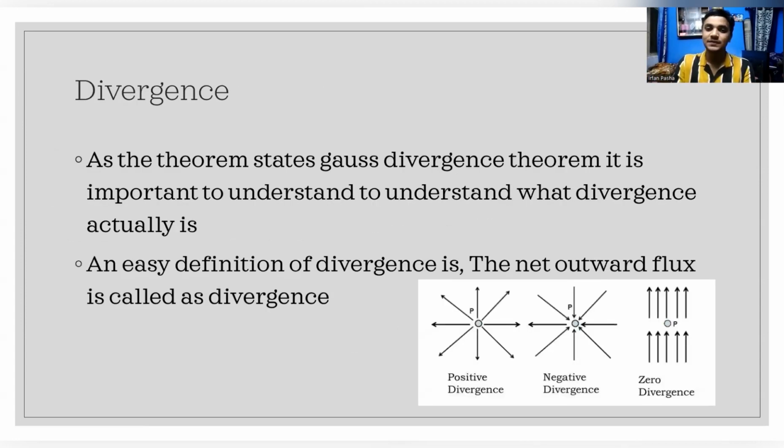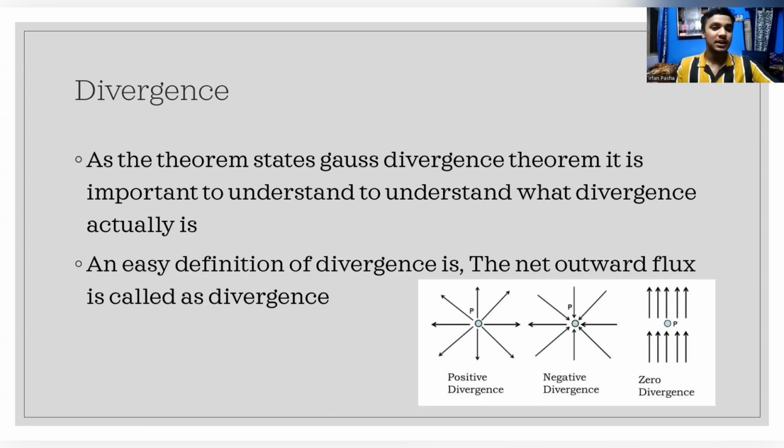As we are doing Gauss divergence theorem, it is very important for us to understand what divergence is. So what do we actually mean by divergence? As the theorem states, it is important to understand what divergence actually is. An easy definition of divergence is that the net outward flux is called divergence. So what do we mean by the net outward flux? Let me give an example with this Rubik's cube.